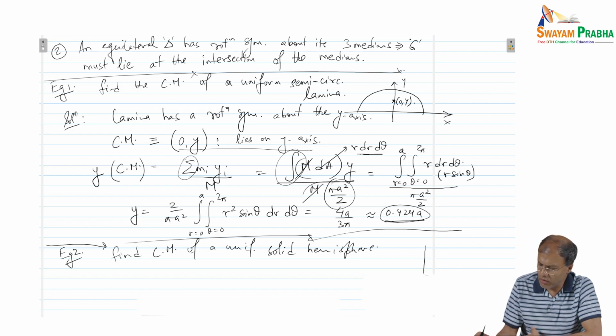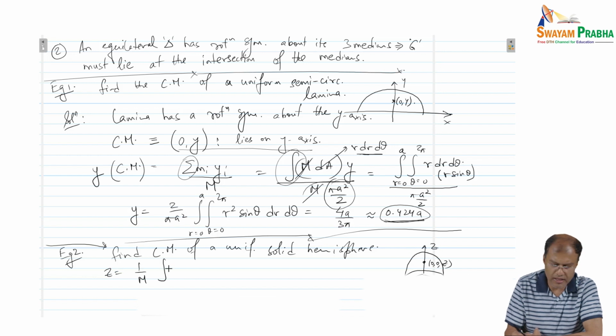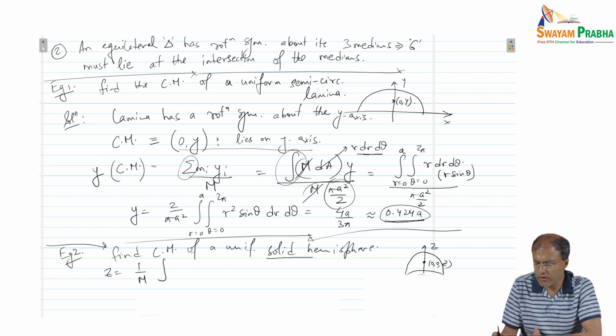So if we properly draw the diagram, we have x, y and z. So the hemisphere has a rotational and a reflective symmetry about the z-axis, which means that the center of mass will lie along the z-axis. So all we have to do is to find the z coordinate of the system. So z is 1 over m times an integral. Now this time, remember, we are talking about a solid object, so we need a triple integral, because this is a 3D object we are considering.